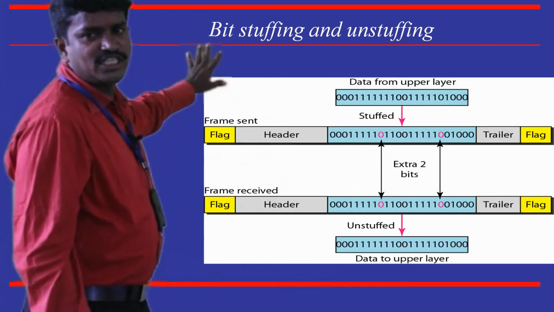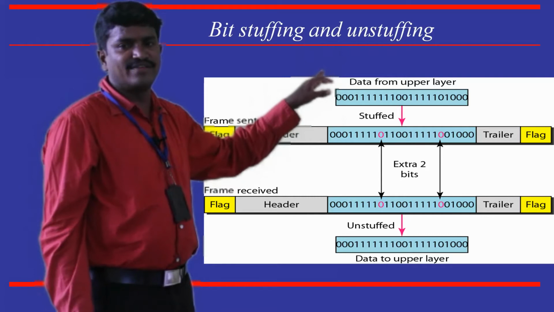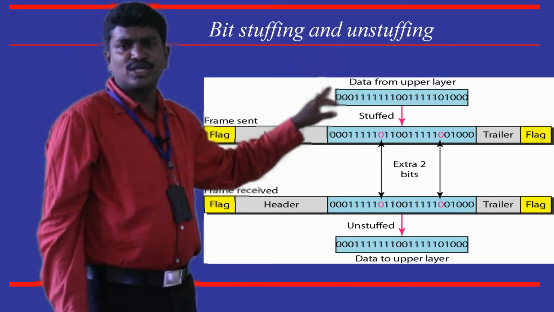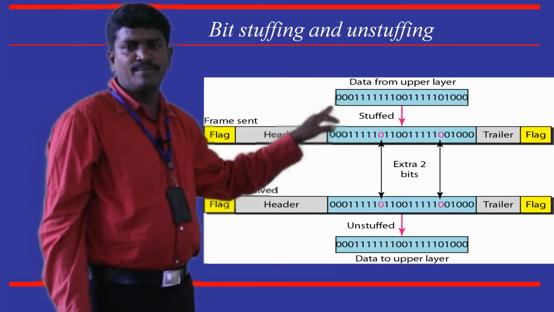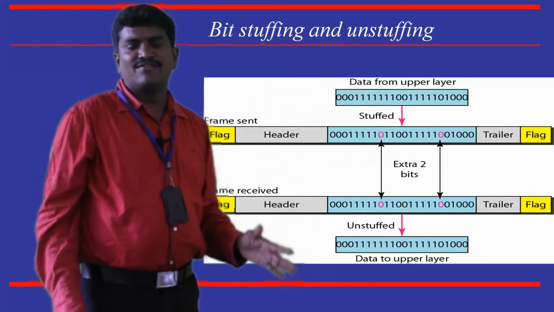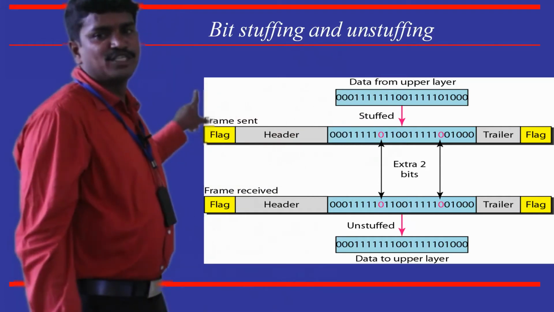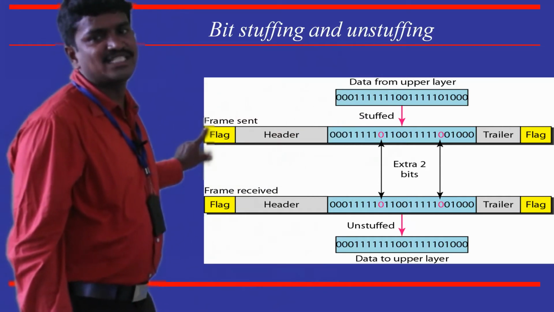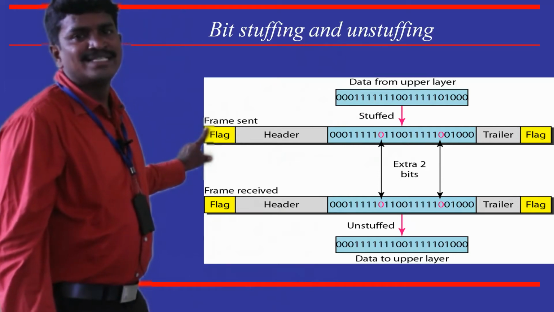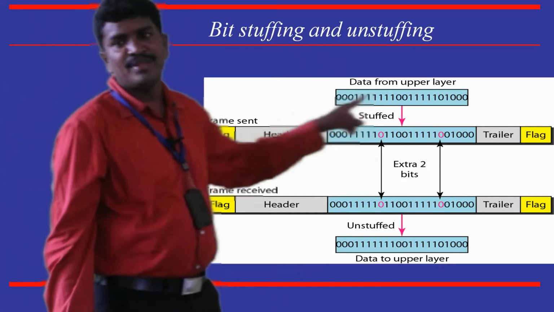Now if you see here, this is the data coming from the above layer. As I said already, the data link layer takes the packets from the above layer, header and trailer are added, and the frame is prepared. When the frame is prepared, we need to identify which is starting and which is ending. So before this frame, a special pattern is added, that we call a flag. The sequence for the flag in a bit oriented protocol is 0 followed by 6 ones followed by 0. That special pattern is added at the beginning and the end.